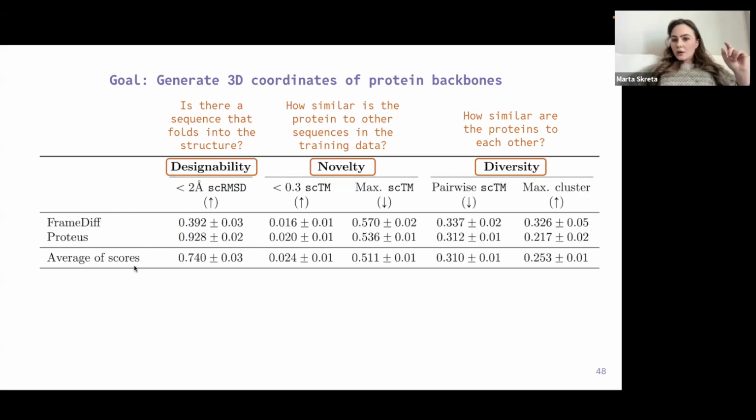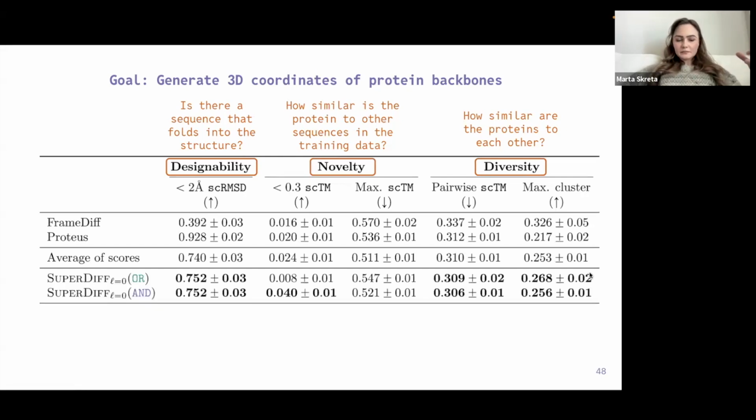So here we show generations from both FrameDiff and Proteus, and then we take an average, where at every step we average the scores. And we see that for each of the metrics, it kind of lives in between FrameDiff and Proteus in terms of designability. The novelty goes up a little bit, which is interesting, and so does the diversity, or diversity kind of also is as good or lives in between the two. So we want to see how SuperDiff OR compares to this averaging.